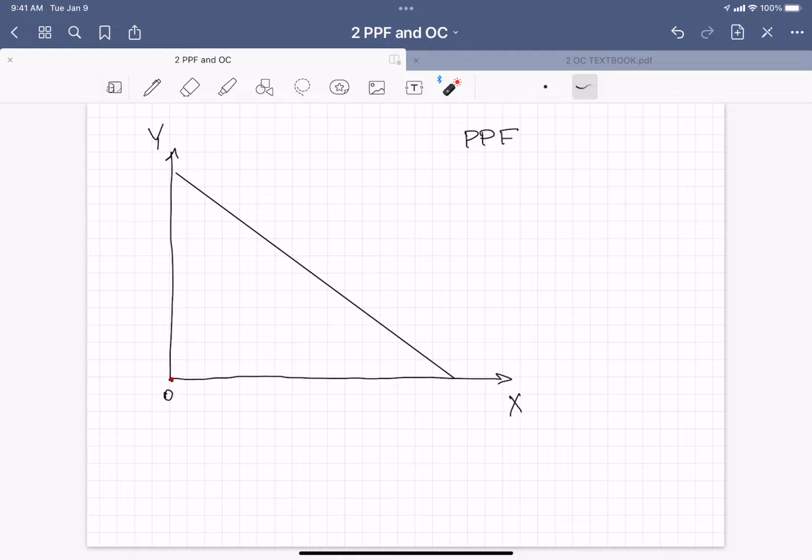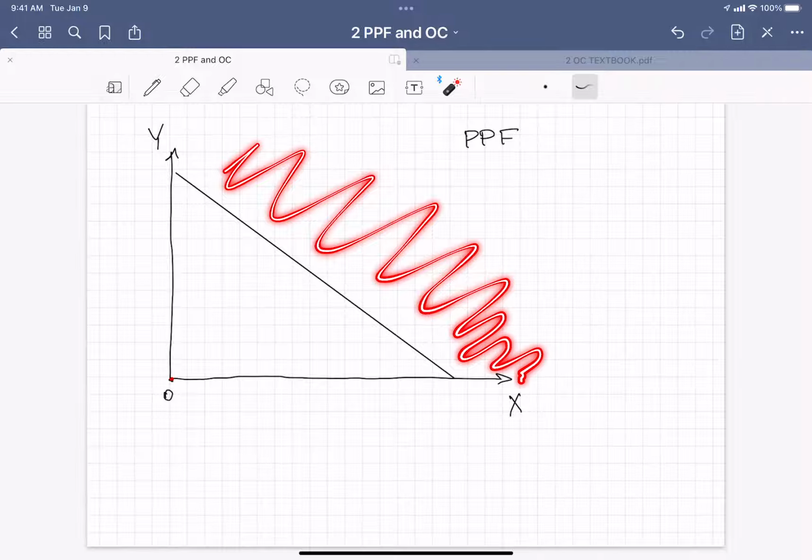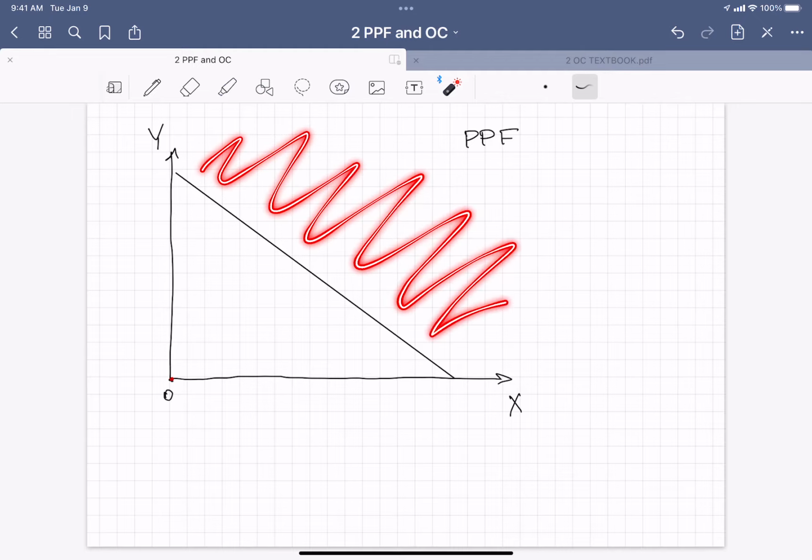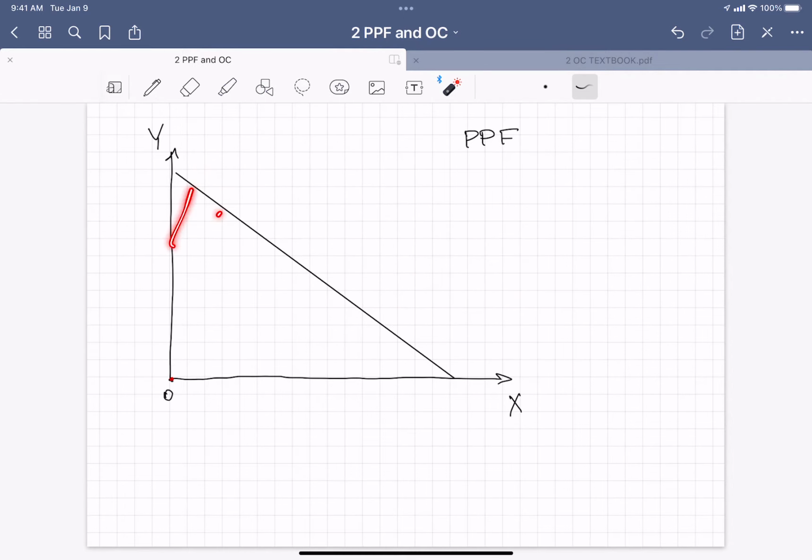Same logic applies for good X. If you start at 0 and want to produce good X and good X only, then you have a choice to go all the way to this point on your PPF. And this is where you want to stop, because you cannot go beyond it. That's the meaning of PPF. Everything above it is unattainable, right? This is unattainable, and this is attainable.